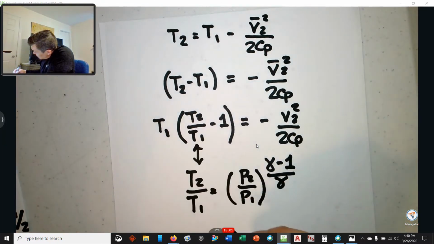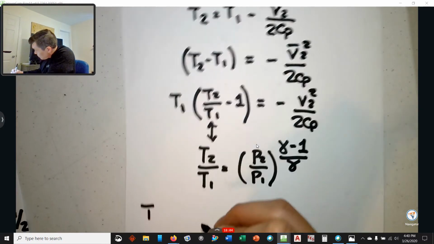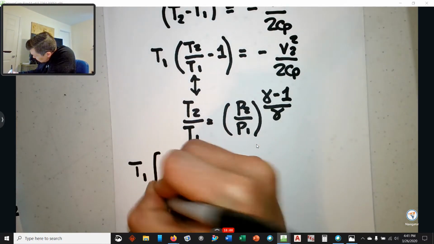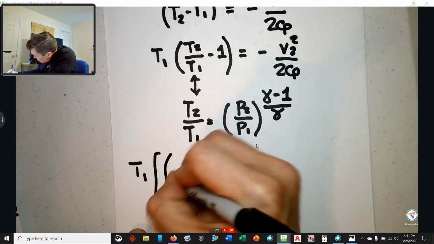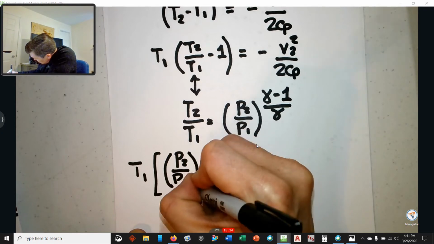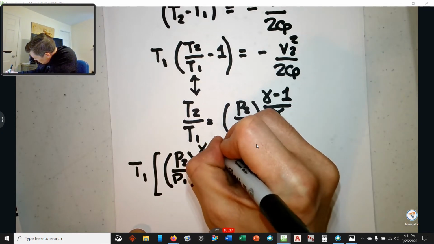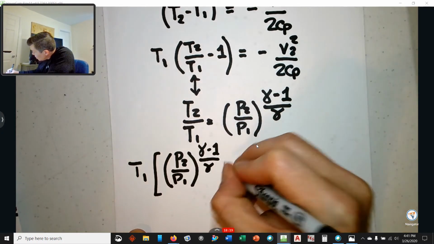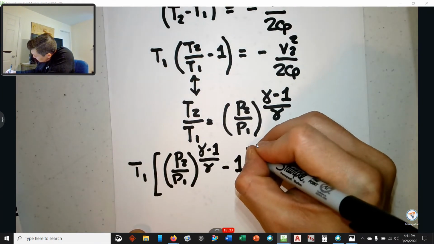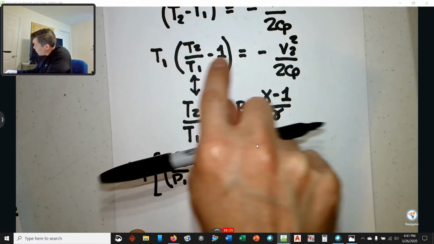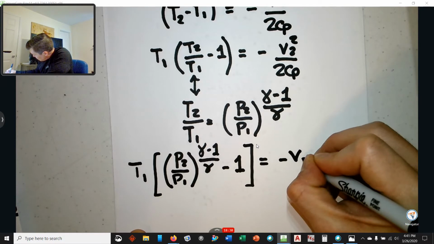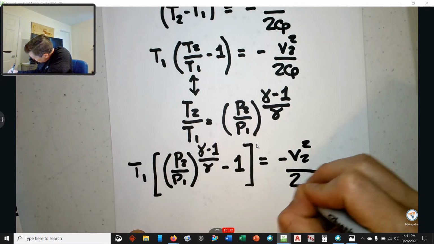So let's plug this in first. T1 times P2 over P1 to the gamma minus 1 over gamma, then that is minus 1, equals negative V2 squared over 2CP.